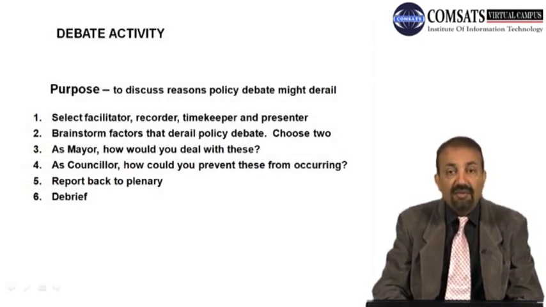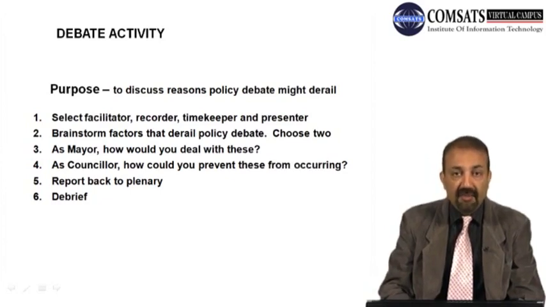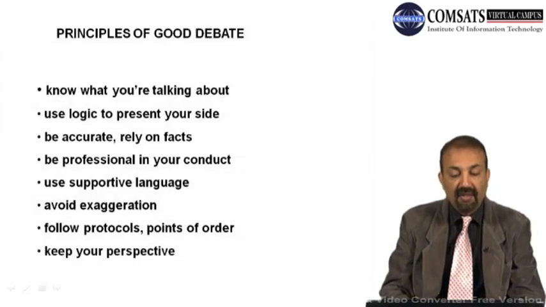The debate activity again has a purpose here, and that is to discuss reasons a policy debate might derail. Number one, select a facilitator, keep a recorder, timekeeper and presenter. Then brainstorm factors that derail policy debate. Choose at least two. As a mayor, you are required to consider how you would deal with these issues. As a councillor, how could you prevent these from occurring? Number 5, report back to plenary. And then finally at number 6, you have to go for the debriefing on it.